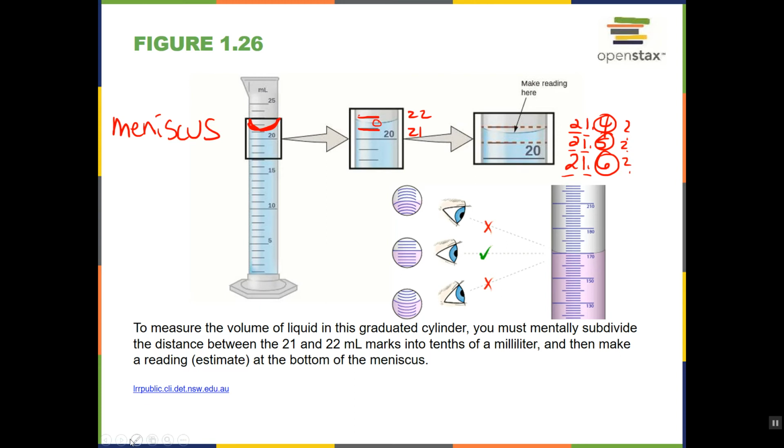All right, so let's go forward and let's talk a little bit about some of these significant figures.